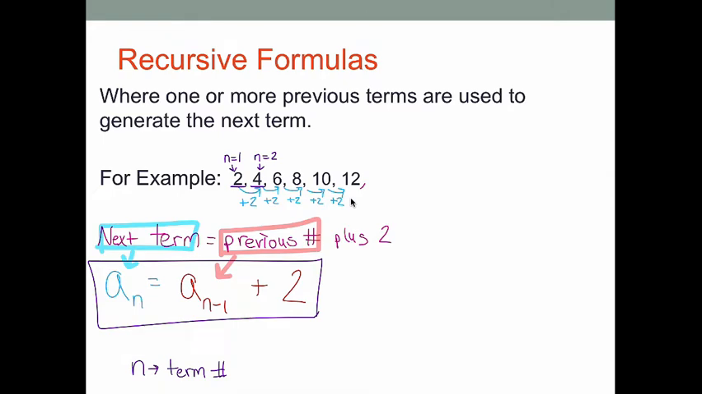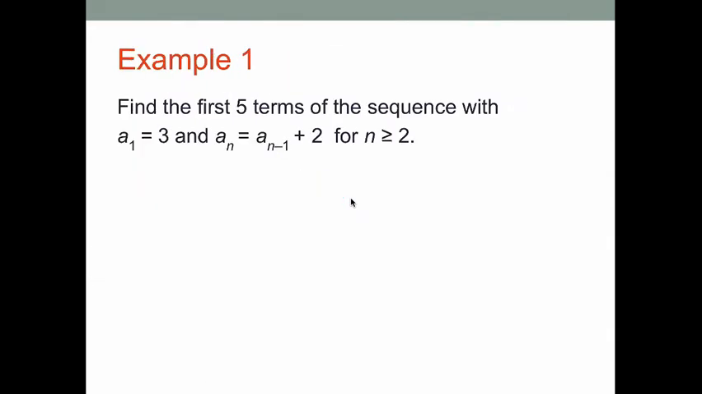All right, so what we're going to get into next now is looking at this first example and how I'm going to be asking you to use these recursive formulas. So, example 1, find the first 5 terms of the sequence. They've defined the first term for us. They're saying a sub 1 equals 3.